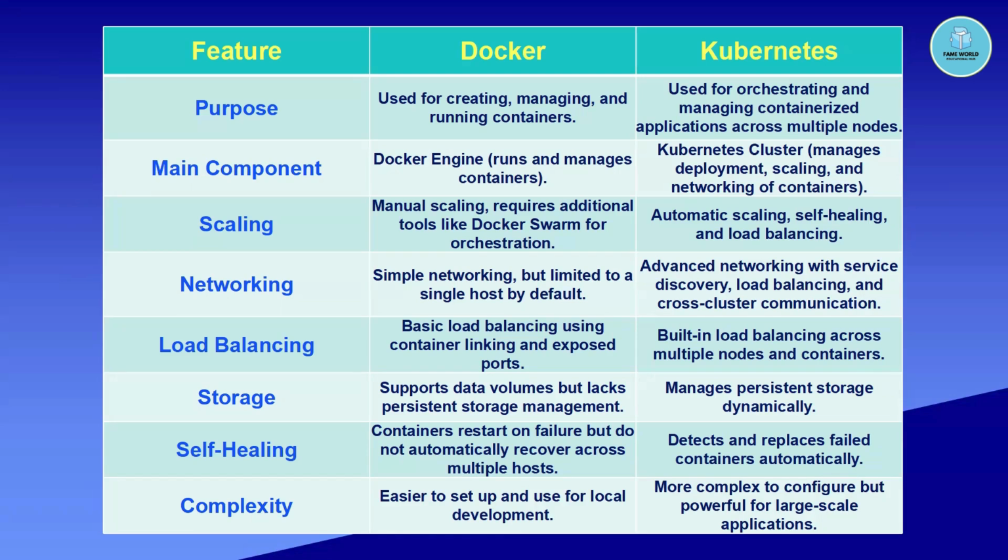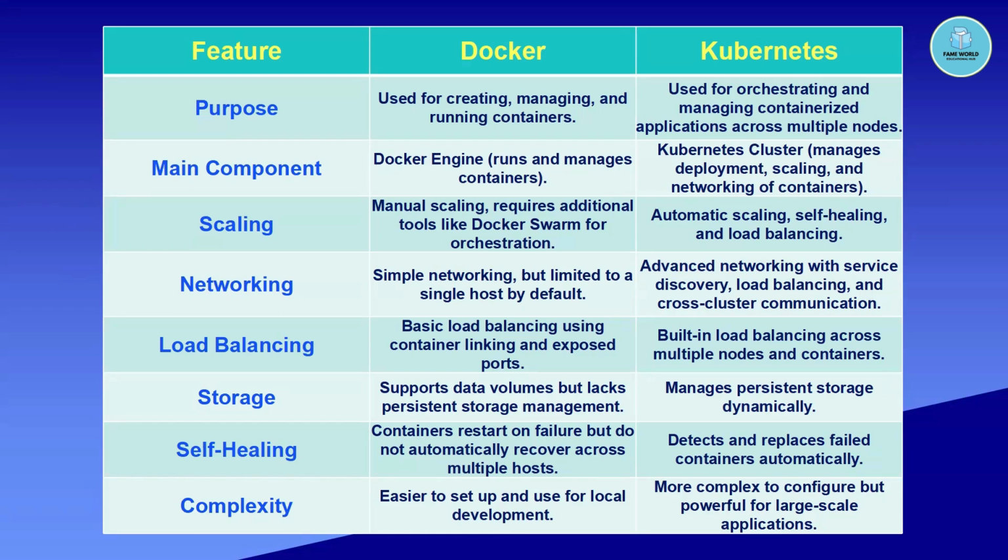When we talk about networking features, Docker has simple networking but is limited to a single host by default. Whereas in Kubernetes, there is advanced networking with service discovery, load balancing, and cross-cluster communication. So simply, Kubernetes has networking in such a manner that cross-cluster communication is also possible. Networking of containers is possible in Kubernetes, whereas Docker has a single host by default.